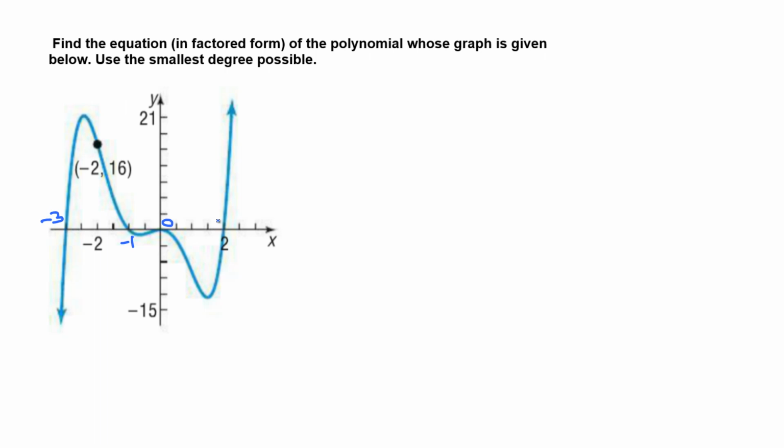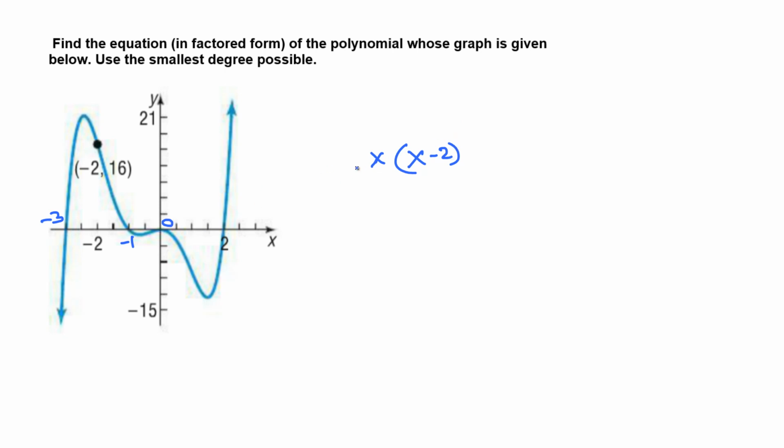Based on 2 we got the factor x minus 2. Based on 0 we got x minus 0, which is just x. Based on -1, by the way, at 0 it touches and comes back. When it intersects, goes through this point, that means our degree is 1 or 3 or 5, and we are using the smallest, 1.